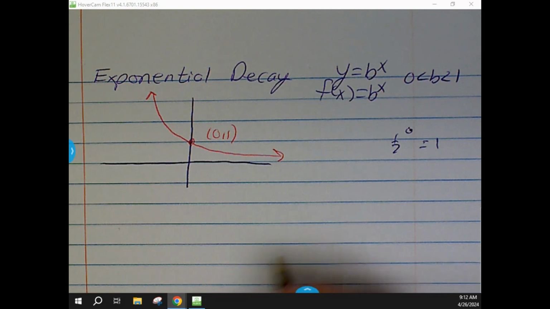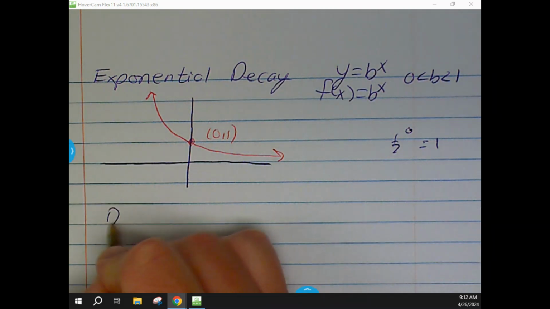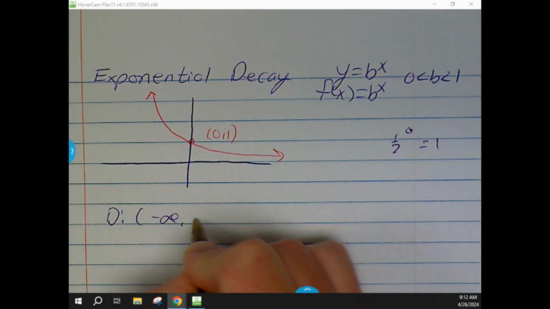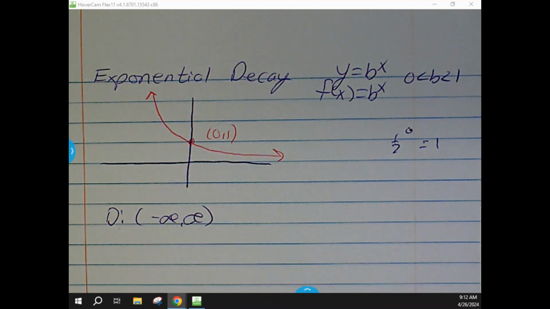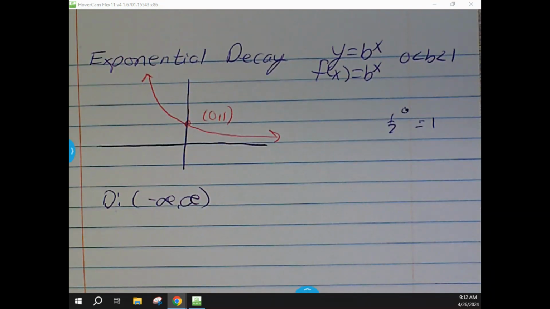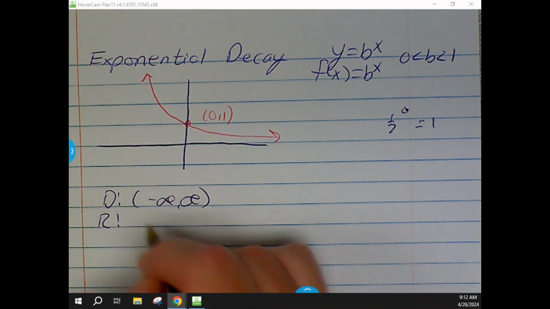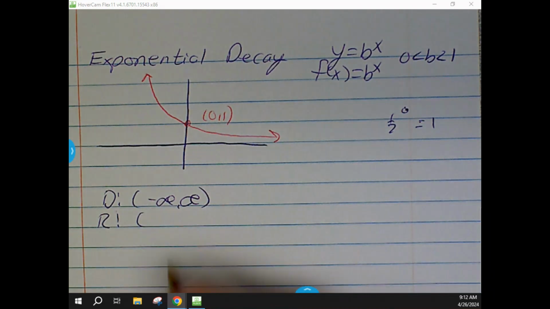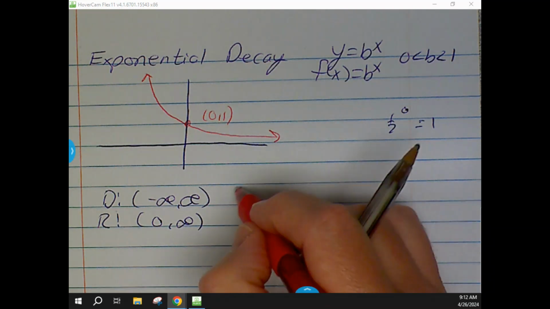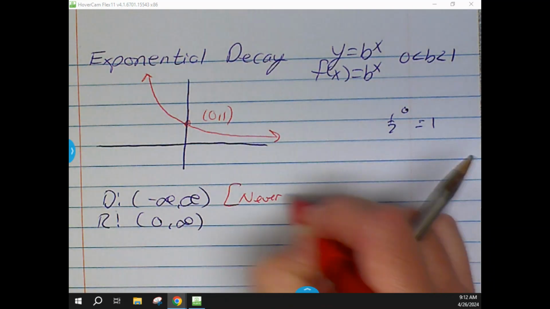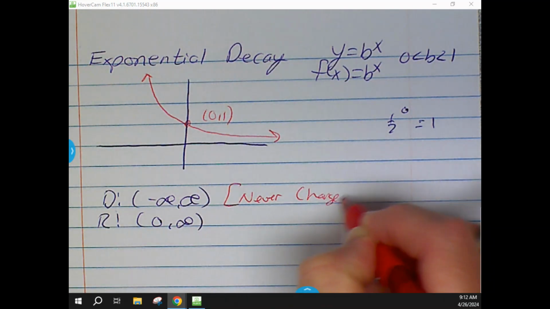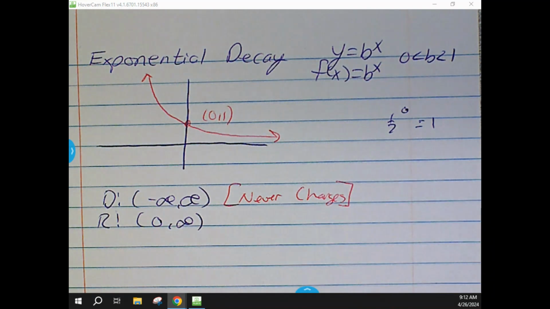Okay. Your domain and range would still be the same. Is the domain and range the same all the time? Domain will always be negative infinity to infinity. The range will change depending on the numbers that you plug in. Yeah, so your domain never changes. The range is the one that's going to change a little bit based on the numbers that you plug in.